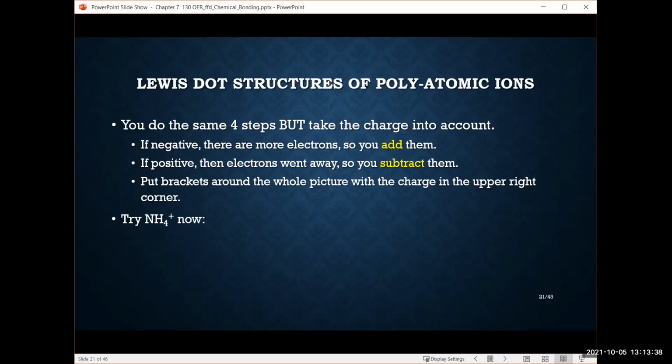Okay. Let's try, for example, this salt. That's the first cation, the ammonium ion that we have. This is derived actually from ammonia, okay?